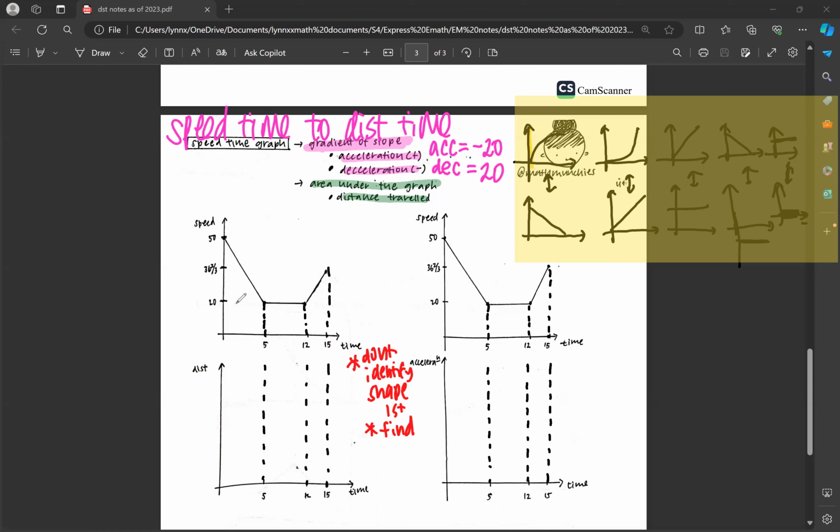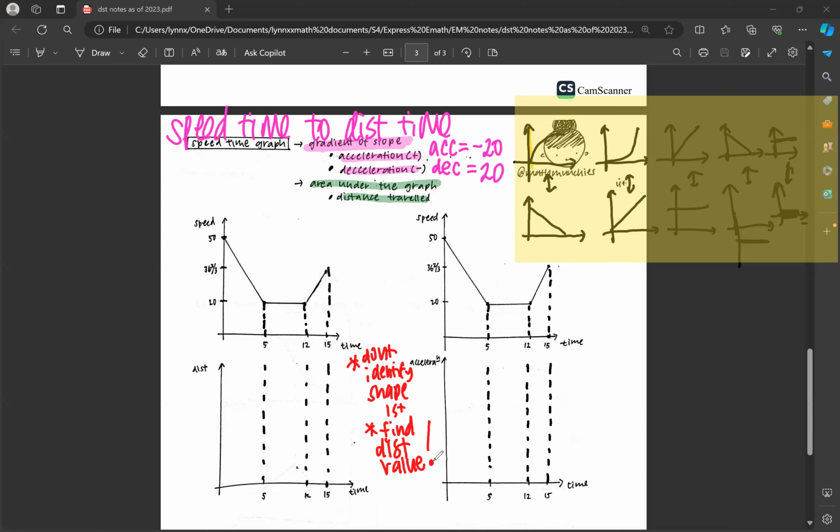Gradient of the slope is a shape. We say don't identify the shape first. Find the who first? Yes, find the distance first. Because I'm going from a speed time graph to a distance time graph, I need to find the distance value first. Okay, find the distance value.